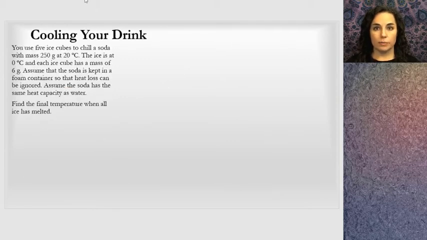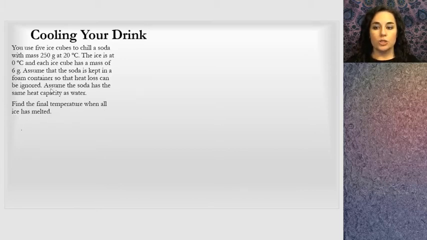I have another example here called cooling your drink. You use 5 ice cubes to chill a soda with mass 250 grams at 20 degrees Celsius, so about room temperature. The ice is at 0 degrees and each ice cube has a mass of 6 grams. Assume that the soda is kept in a foam container so that heat loss can be ignored. Assume the soda has the same heat capacity as water. Find the final temperature when all the ice is melted.